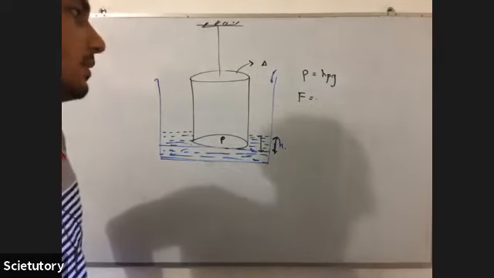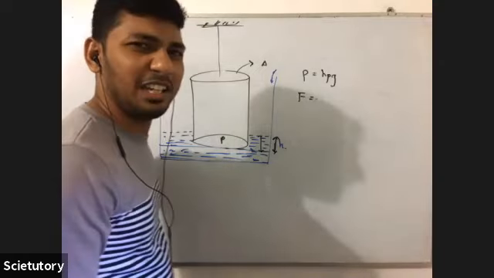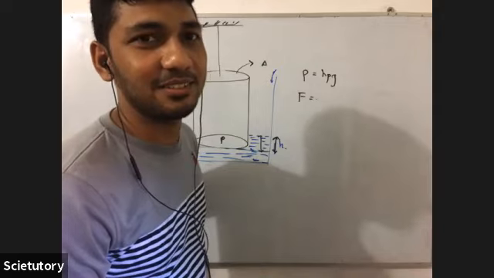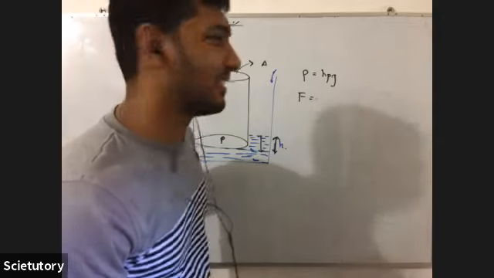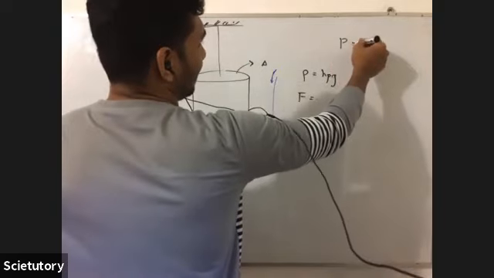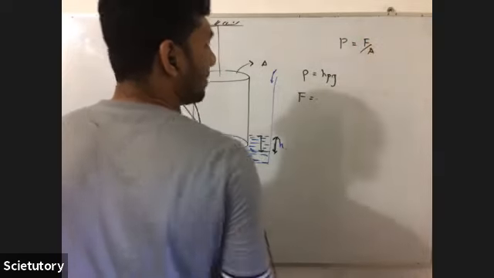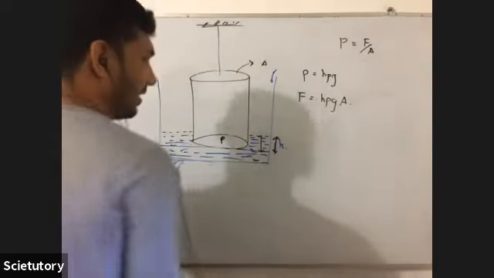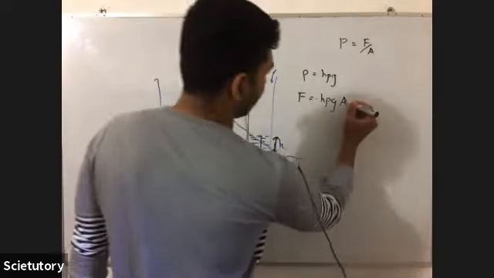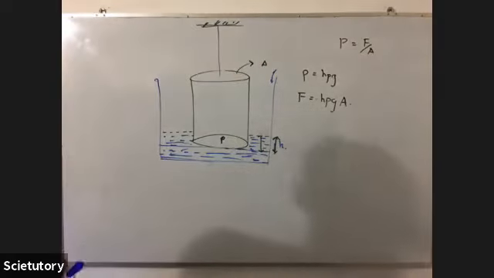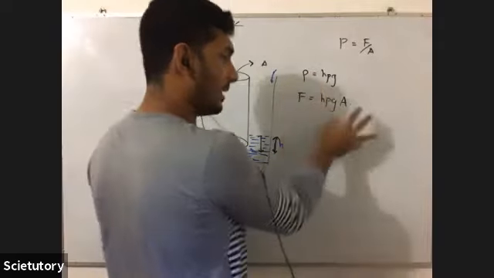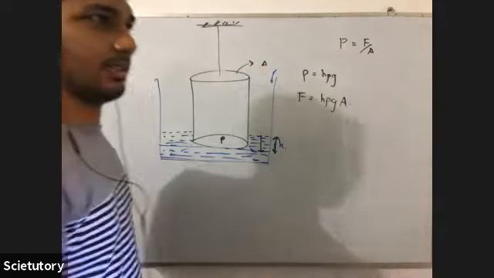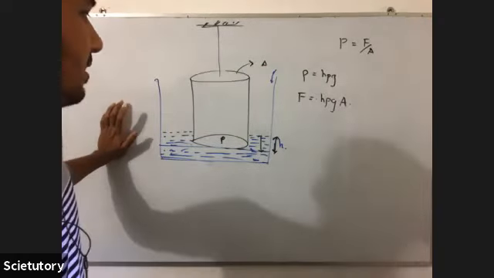H rho G over A. So usually, force F is equal to pressure multiplied by A, so H rho G multiplied by A. Okay. So now be clear about this. The force exerted due to a liquid is the multiplication of the pressure and the surface area that we consider. Okay. So like that.